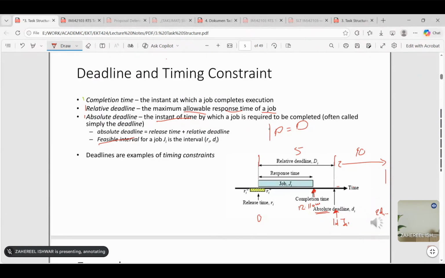However, the relative deadline is the same, which is the value of the period. P is equal to capital D. So relative deadline is denoted by capital D. Absolute deadline is denoted by small d. Okay? I'm just telling you notation. Guys, okay tak ni?